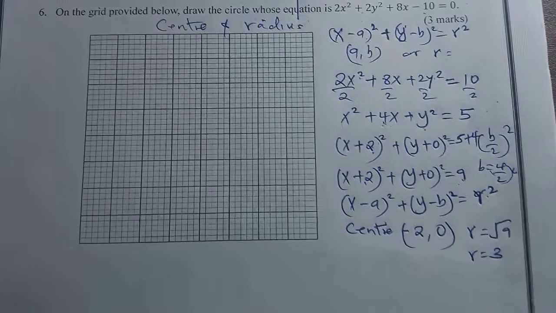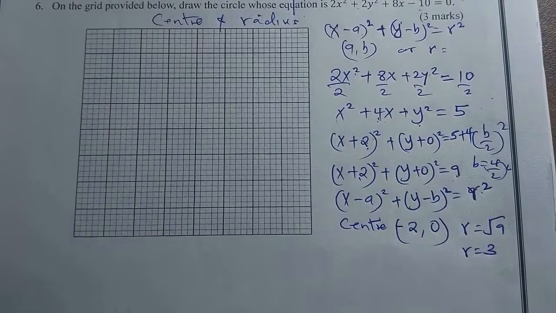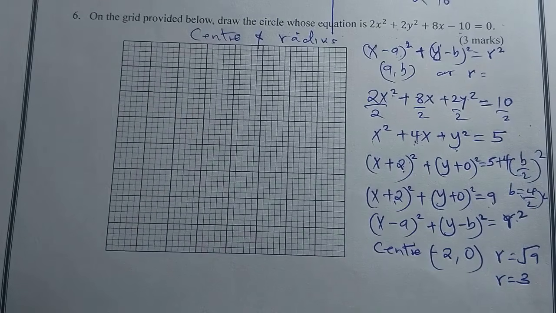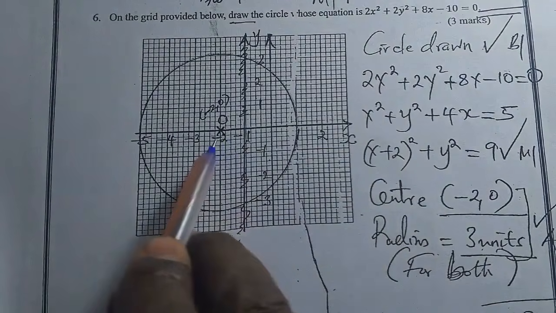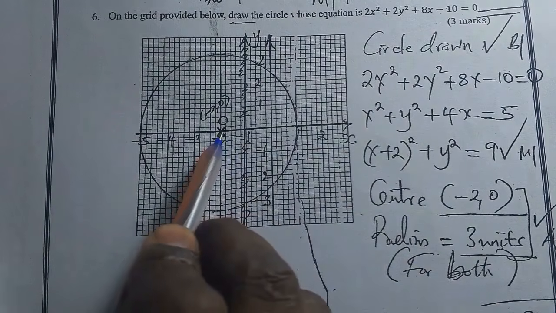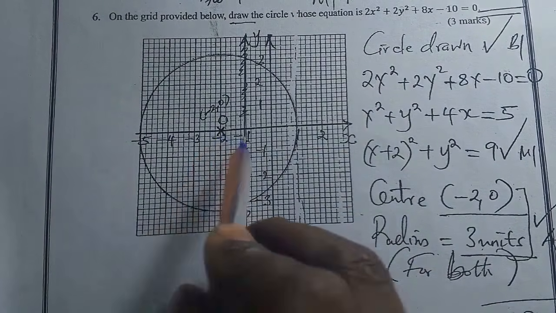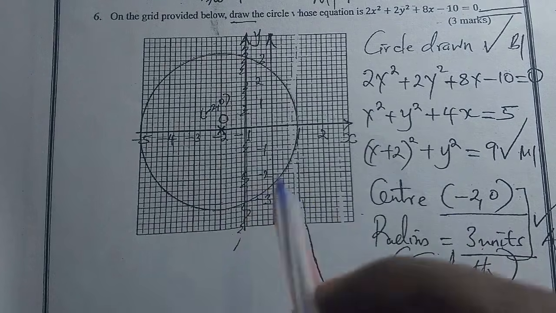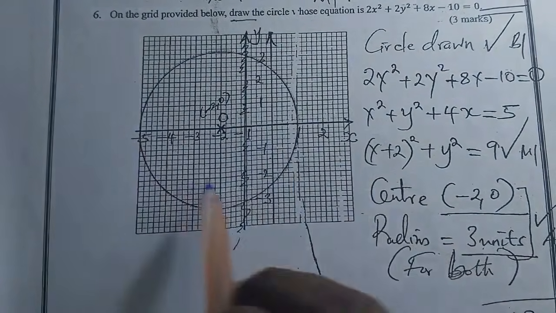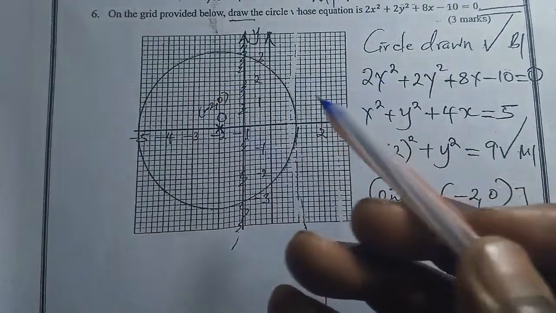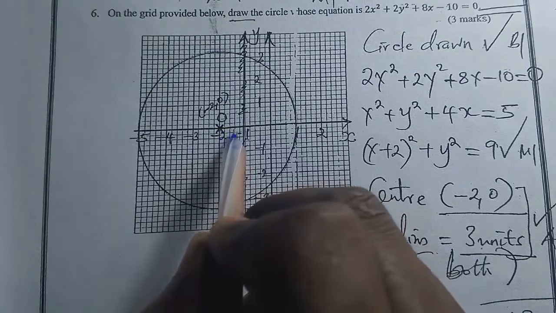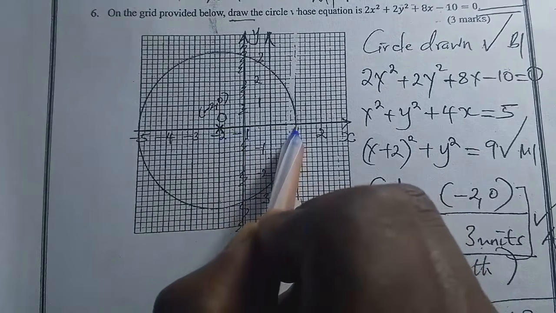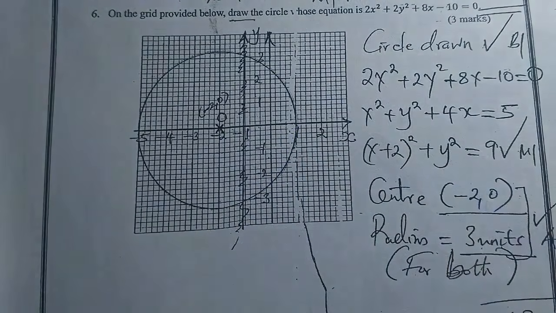Now we have the center, and our center is -2, 0. Then you take your pair of compasses, the radius is 3, you measure 3 units, and then you draw. That's simple. You stand at the center, you open 3 units, 1, 2, 3, that is our radius, then draw the circle, and you are done.